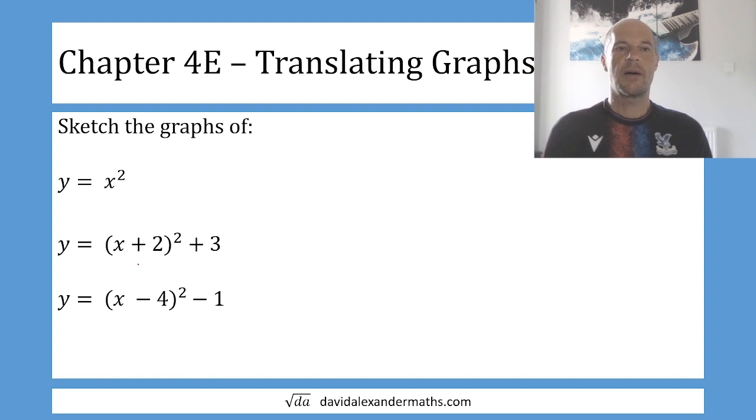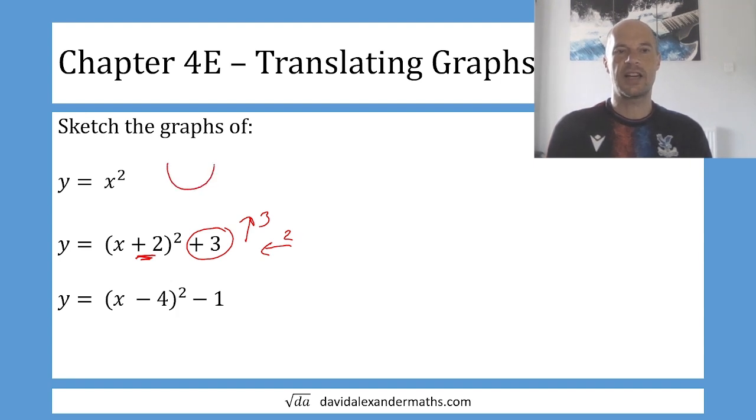Okay, so we're taking a look at the x squared graph and (x + 2)² + 3 and (x − 4)² − 1. This transformation is outside the bracket, so it's going to affect the y values, and we do exactly what it says, so we're going to move it up 3. This transformation is inside the bracket, so it's going to affect the x. We do the opposite of what it says, so we're going to subtract 2 from the x value, so therefore it's going to move 2 units to the left.